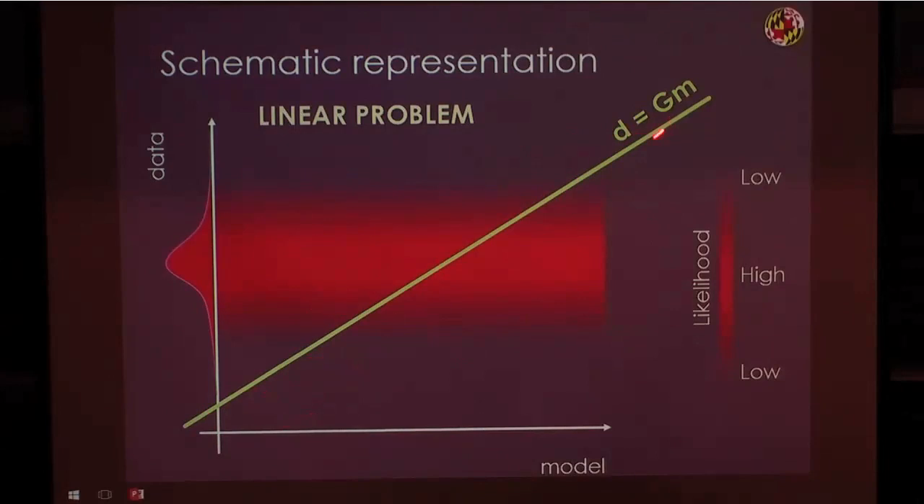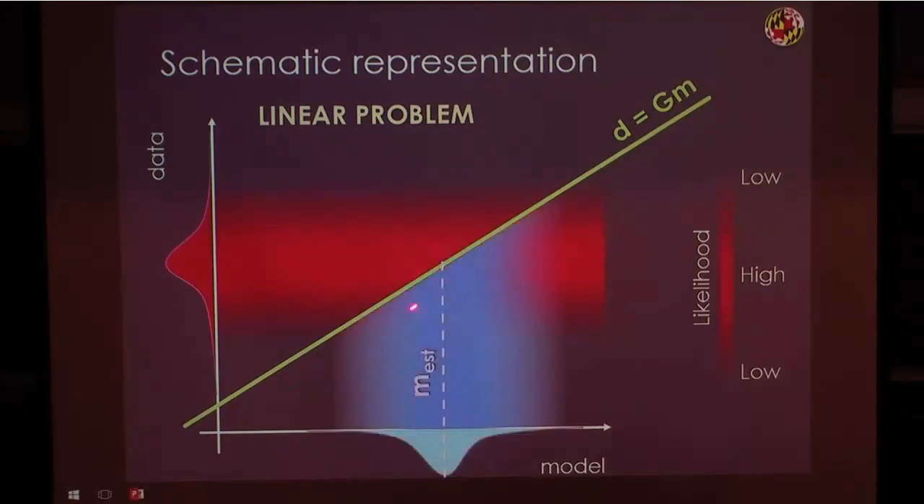And so given this physical model and this distribution of data, we can actually see that here we have low likelihood. Here we have high likelihood, right? We're in the red region. Here we have low likelihood. So we can actually map it down. So we have low likelihood model regions, high likelihood model regions. The maximum is what we would call M-est. It's the estimated model, the least squares solution that we would have in this case.